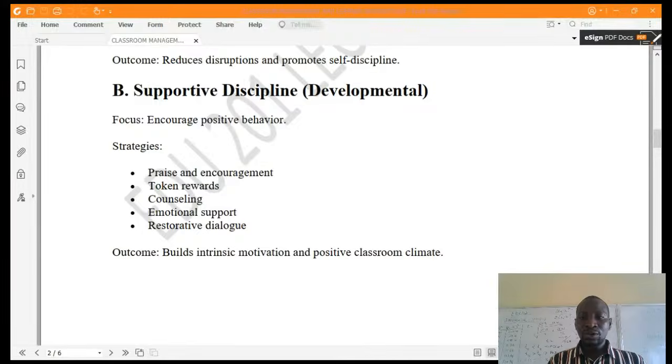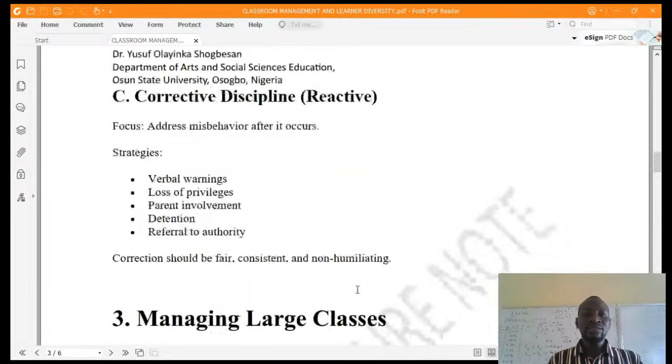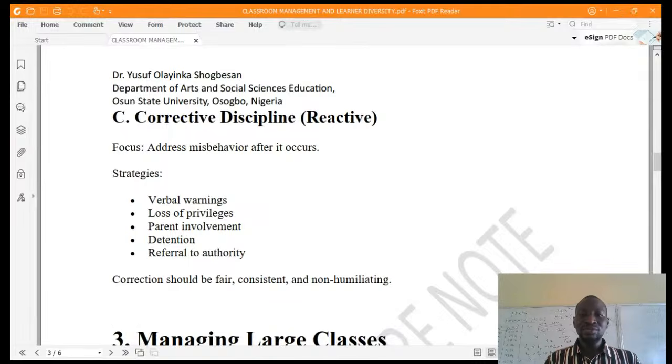While the other one is what we call the reactive. The reactive is a corrective discipline that reacts after the misbehavior has been perpetrated. After it has occurred, you will warn them, you will let them lose some privileges in the classroom, you will involve their parents, report them to a higher authority, or refer them to counseling, but do not humiliate them. Ensure you are fair in your approach and consistent.